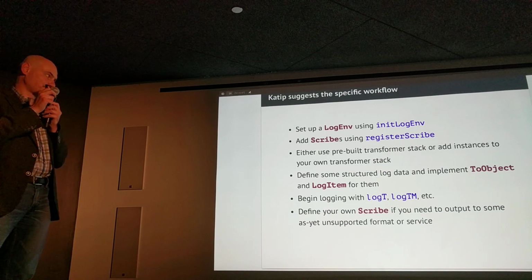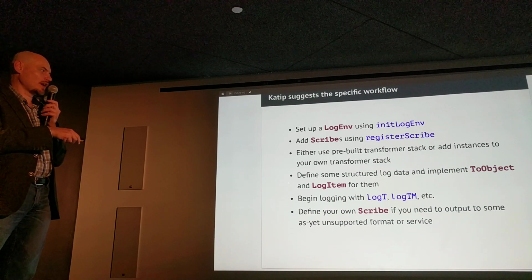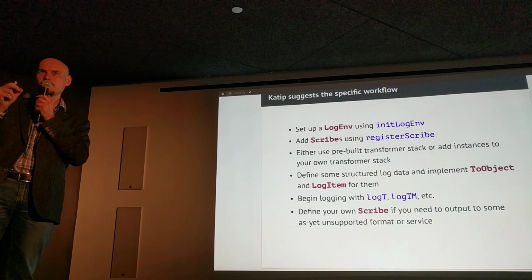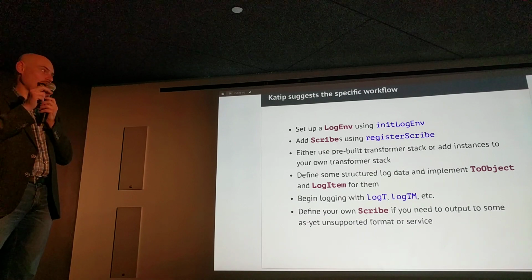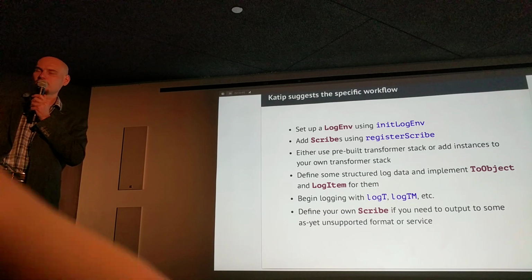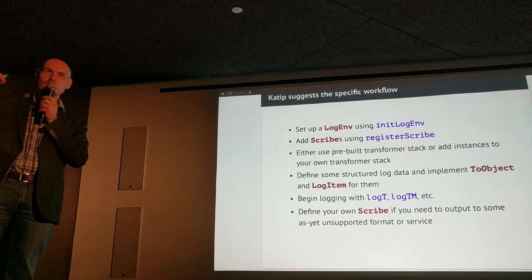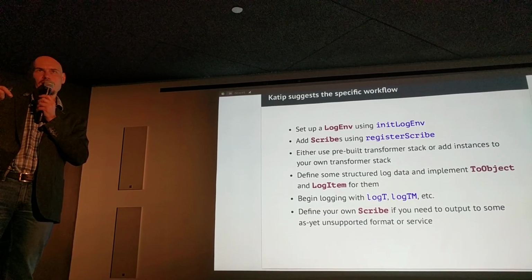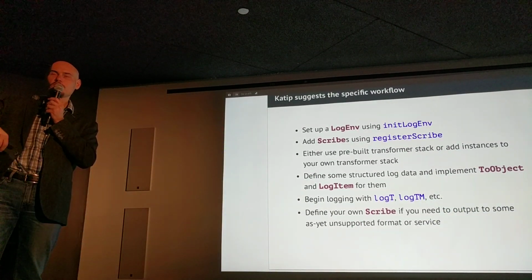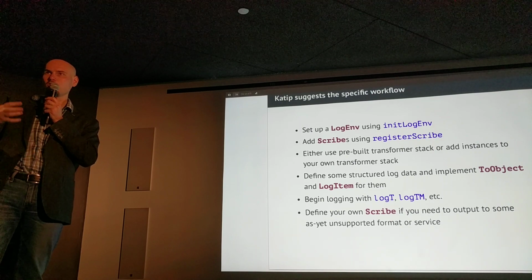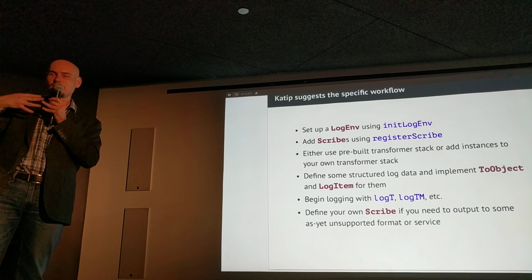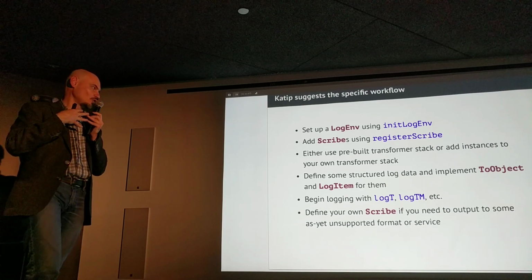Then you define some so-called log items. It's almost the same thing as a context, actually. So a log item is something which will be translated into JSON objects, and you are logging them. So you can log empty messages, but you can log a lot of JSON objects, and all of them will be concatenated, and in the end you will get all the information in your log.